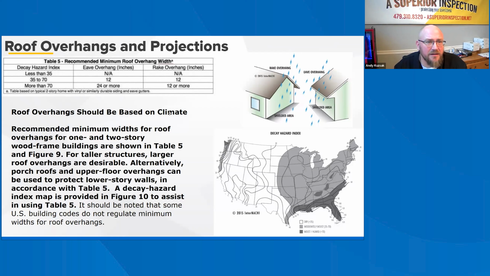Roof overhangs should be based on climate. Recommended minimum widths for roof overhangs for 1- and 2-story wood frame buildings are shown in Table 5 and Figure 9. For taller structures, larger roof overhangs are desirable. Alternatively, porch roofs and upper floor overhangs can be used to protect lower story walls in accordance with Table 5. A decay hazard index map is provided in Figure 10 to assist in using Table 5. It should be noted that some U.S. building codes do not regulate minimum widths for roof overhangs.